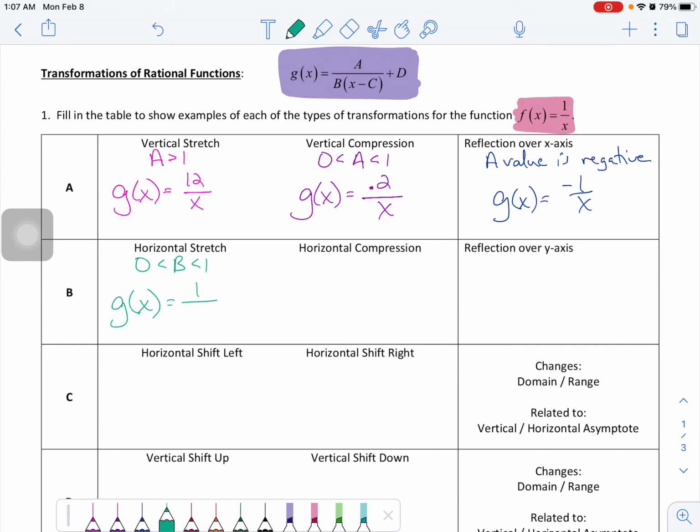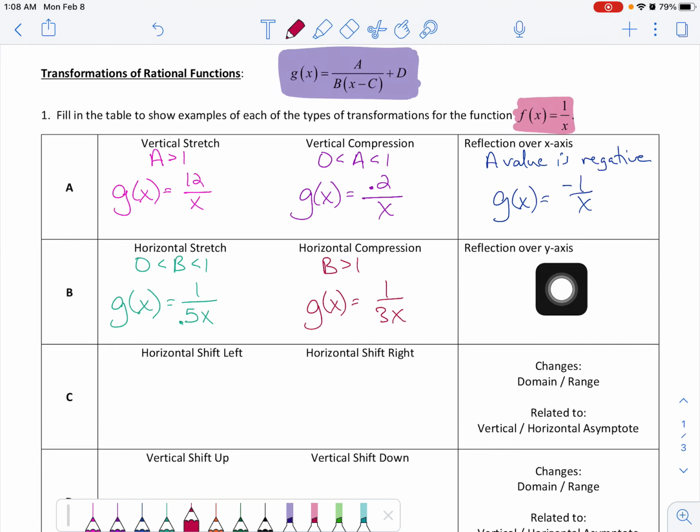So if we do g of x is equal to 1 over, let's say 0.5x, that is actually a horizontal stretch away from the y-axis, okay? Now, a horizontal compression is a b value that is going to be greater than 1. So g of x is equal to 1 over 3x. That's going to be some kind of a horizontal compression closer to the y-axis. So that would be your horizontal. Last but not least is the reflection over the y-axis.